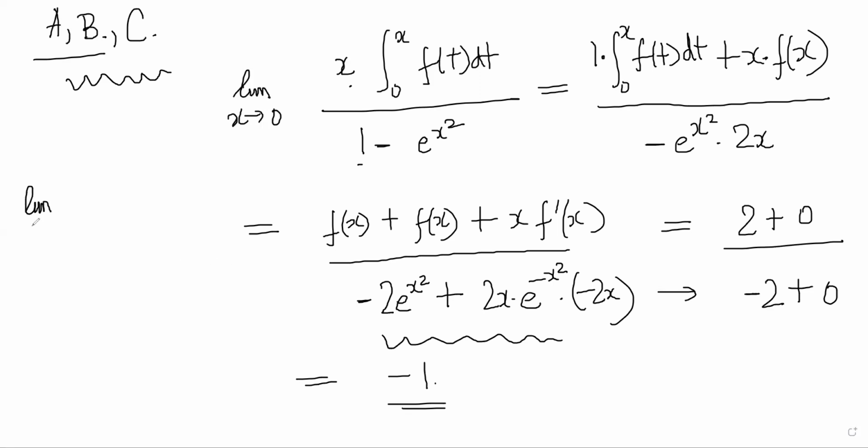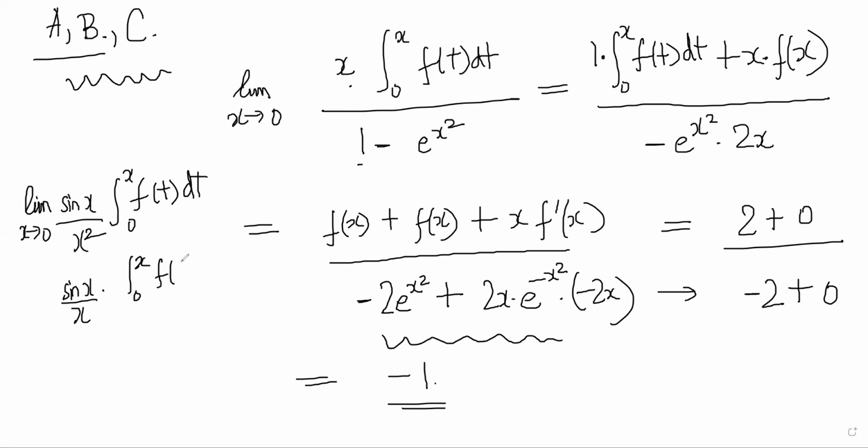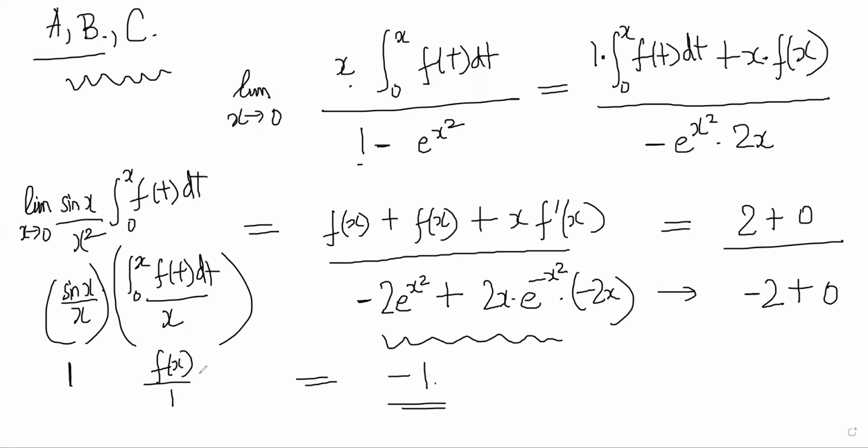Option D also, if I try limit x tends to 0 sine x by x square, an integral of 0 to x f of t dt, we can probably separate it like this: sine x by x and integral 0 to x f of t dt by x. And we can do limit for this and limit for this as x tends to 0. This limit will tend to 1, and this limit will be f of x by 1, which is also 1 because f of 0 is 1. Here I am applying L'Hopital. So this whole limit will come out to be 1 into 1, which is 1, but the option is saying minus 1. So that is incorrect. So in this case, the answers are A, B, and C.